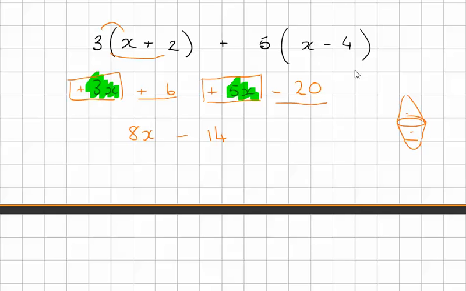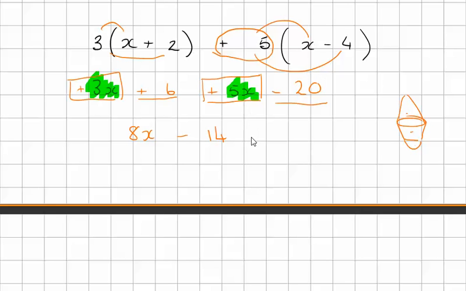For this question, when you've done the 2 separate things, so when you've done 3 brackets x add 2, do you then add them together, or do you leave them like that? What I've done there is 3x, add 2, so it becomes plus 6, and then the plus 5 gets multiplied by the x to make plus 5x, and plus 5 gets multiplied by the minus 4 to make the minus 20. And then 8x minus 14, is that this line simplified?